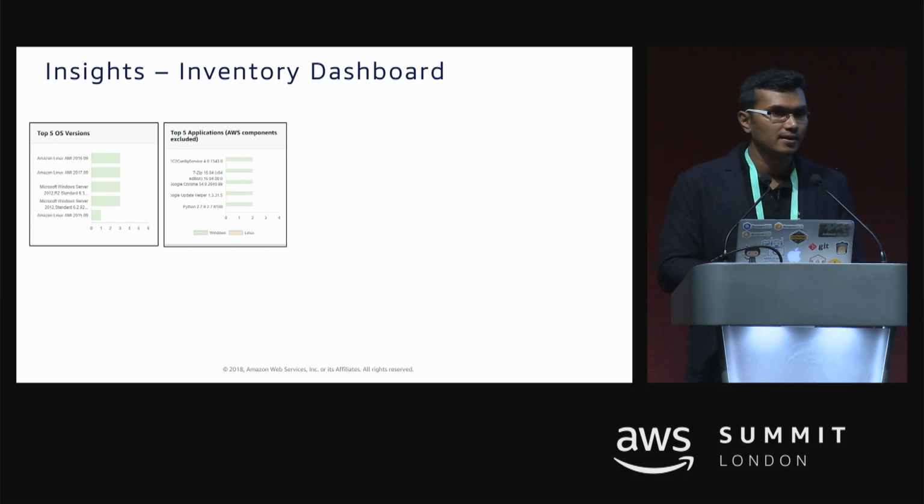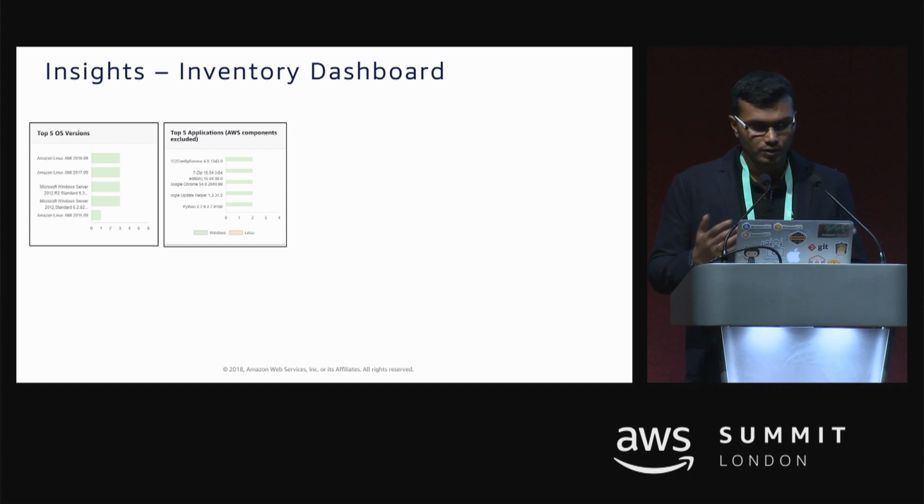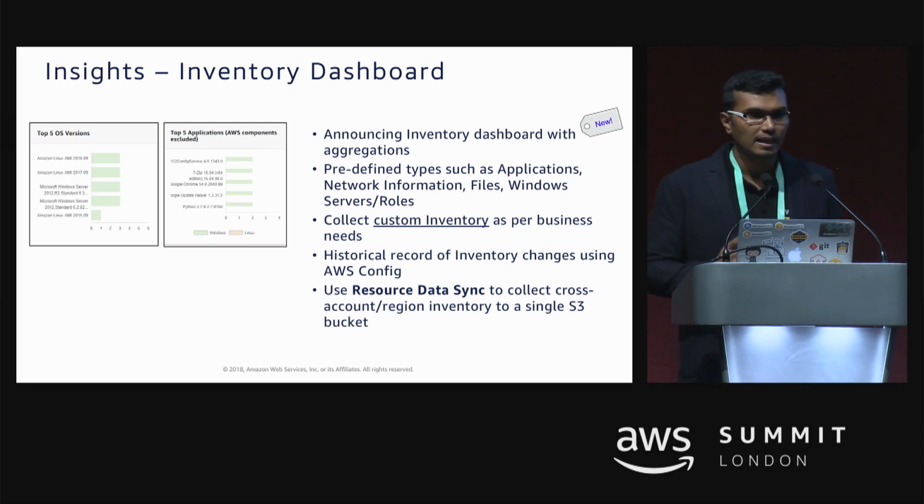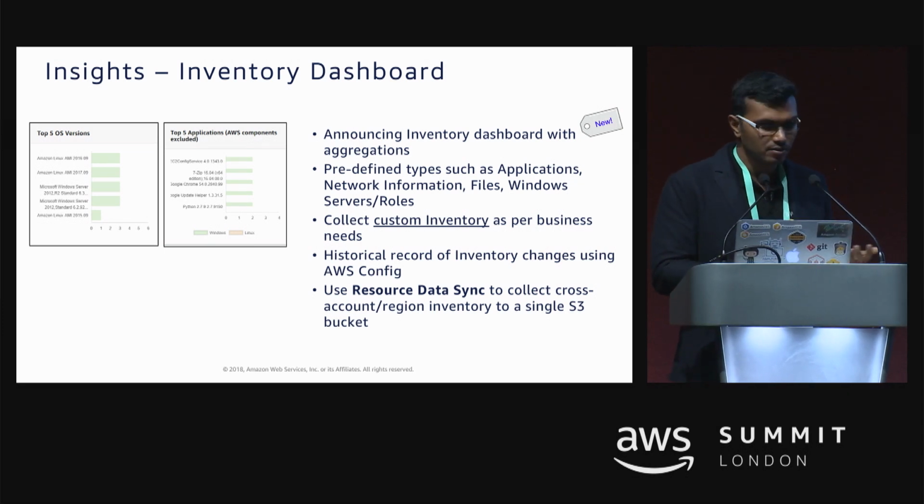So let's say that a high priority CVE comes out, and you want to know which of your systems, if any, are running those vulnerable software in your infrastructure. You can submit a query and get answers to those questions. It can have predefined types like application, network information, files, Windows, etc. You can also publish custom inventory as well.